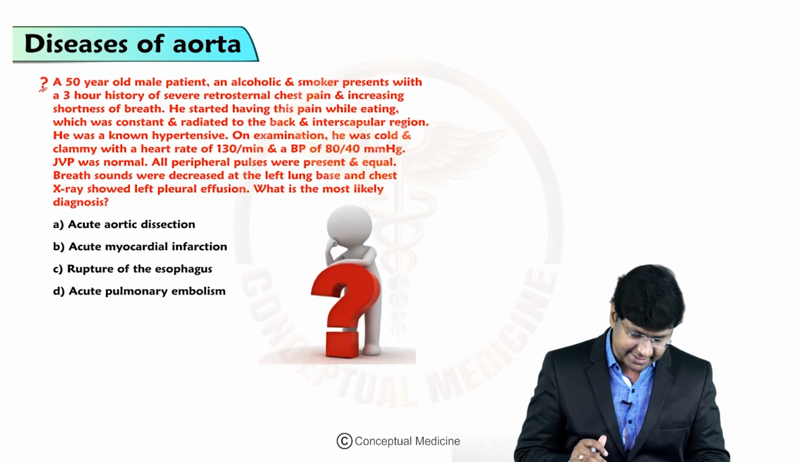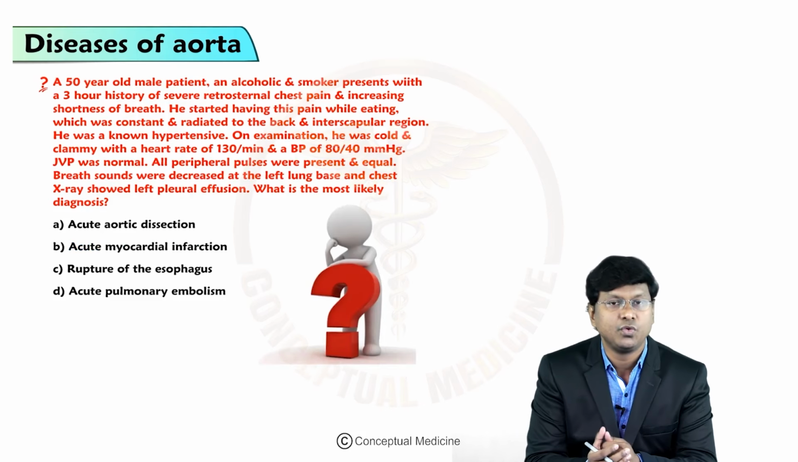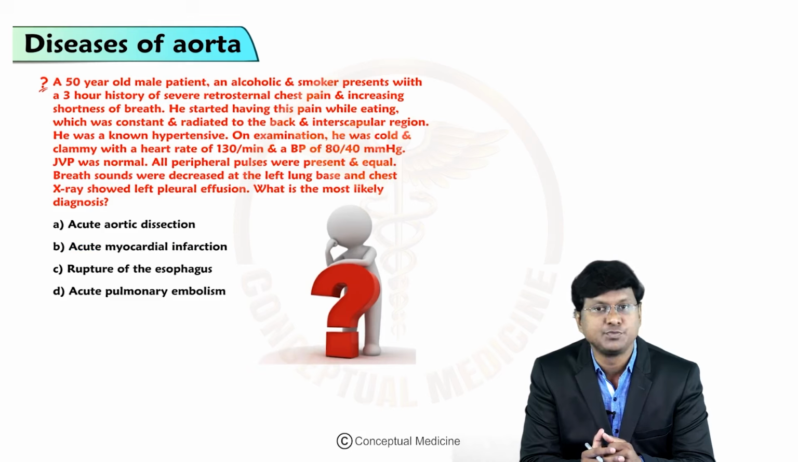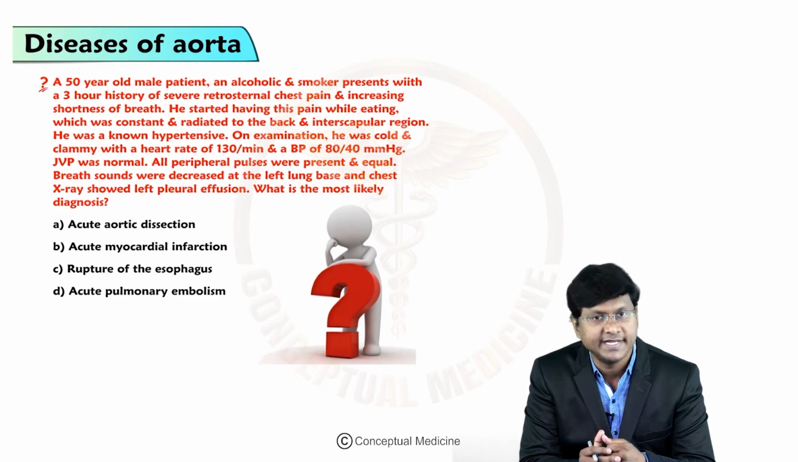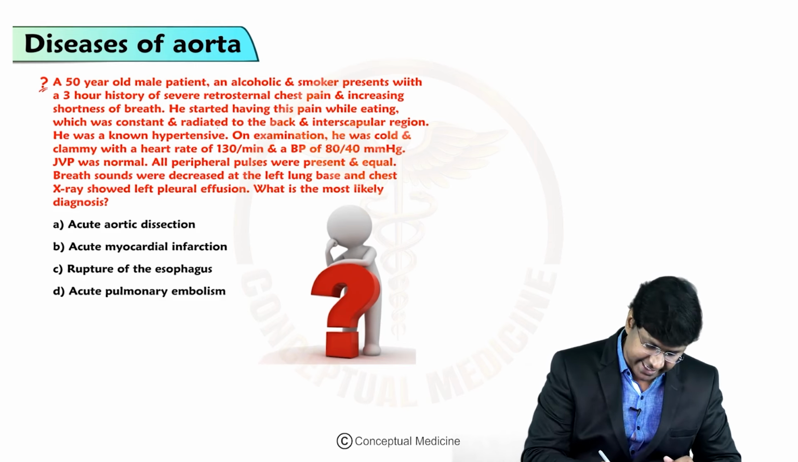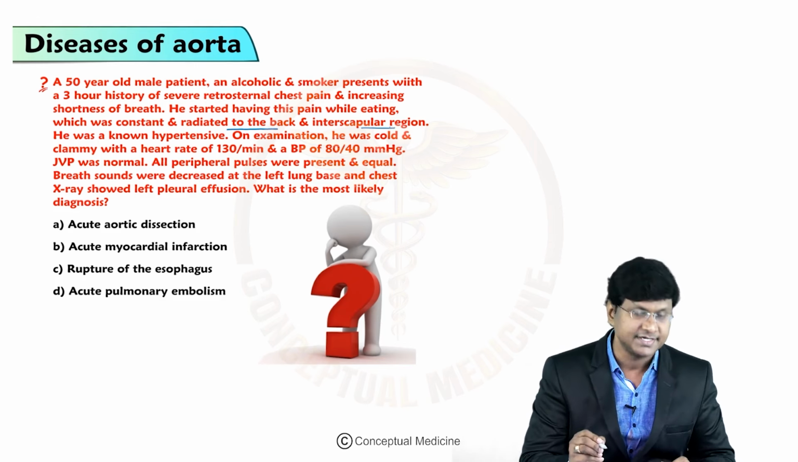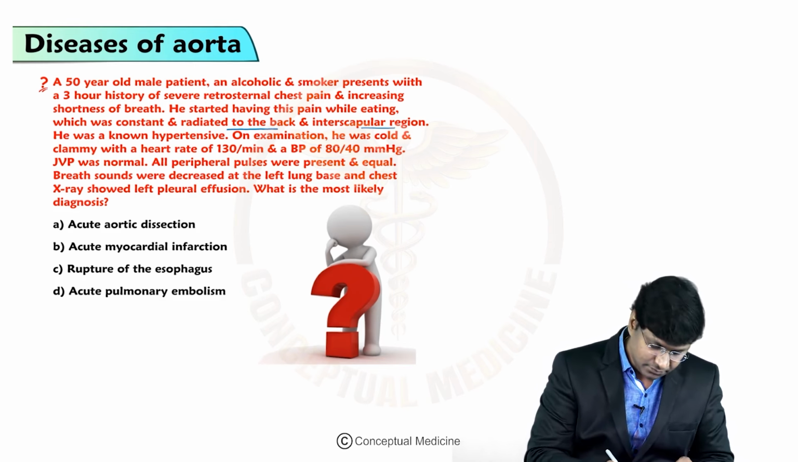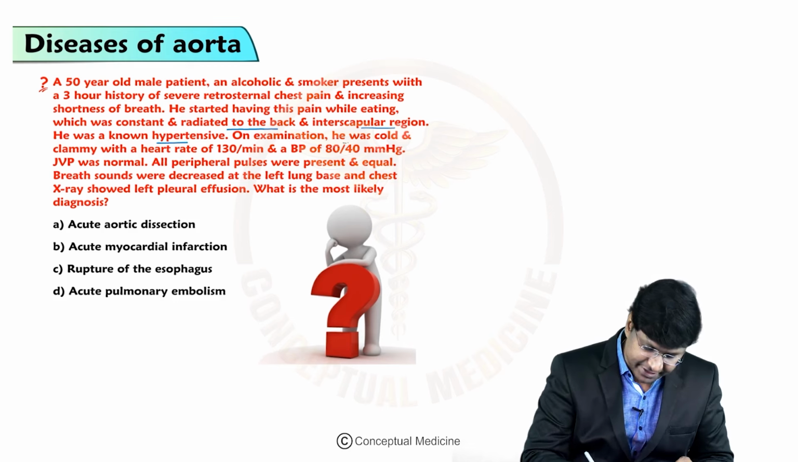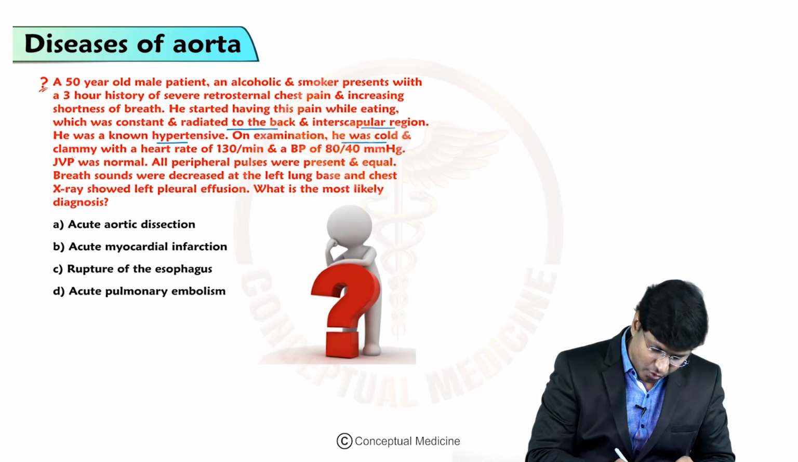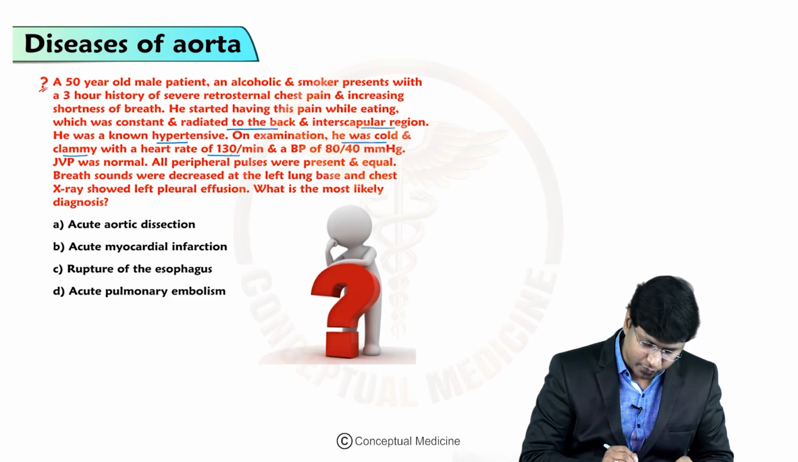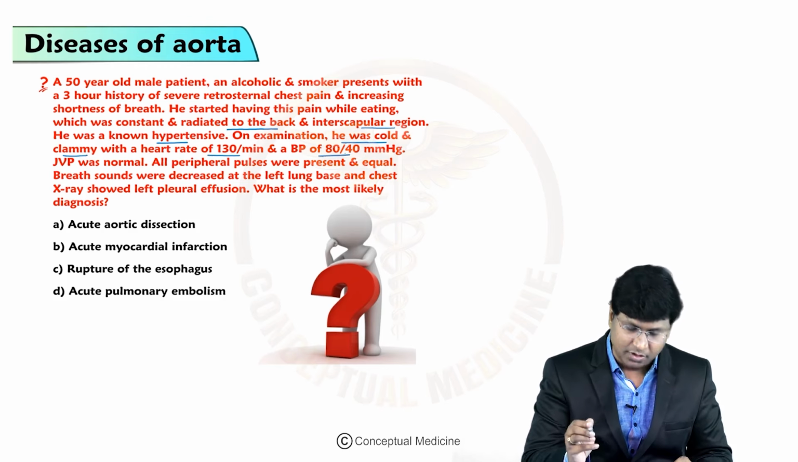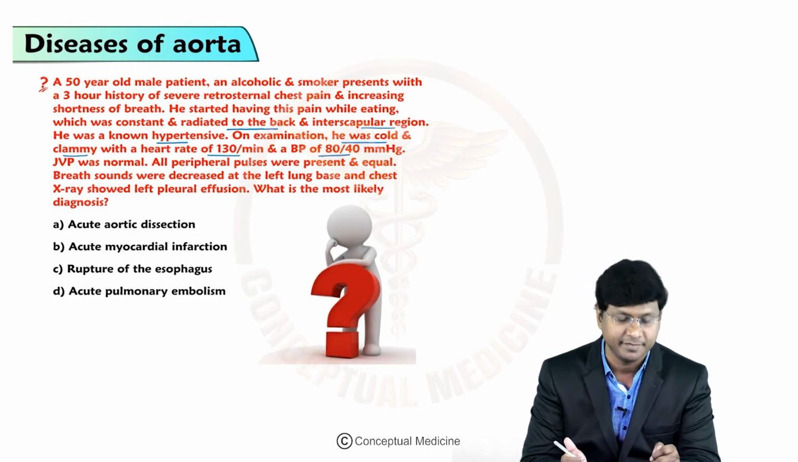I'll just show you a clinical scenario. A 50-year-old male patient, an alcoholic and smoker, presents with a 3-hour history of severe retrosternal chest pain and increasing shortness of breath. He started having this pain while eating, which was constant and radiated to the back and interscapular region. He was a known hypertensive. On examination, he is cold and clammy with a heart rate of 130 per minute and a blood pressure of 80 by 40 millimeters of mercury.